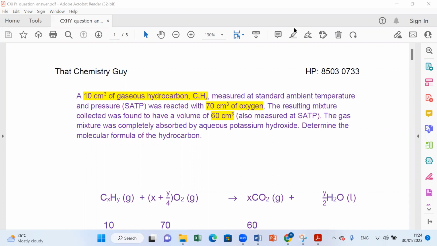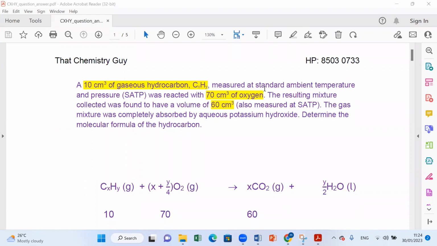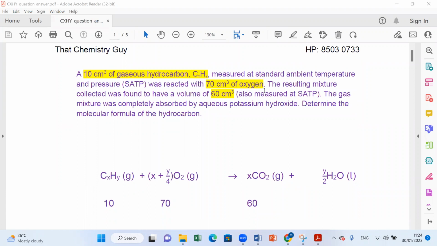Okay, now I'm going to go through some of the interesting questions that you might see in the IB exam. So let's read the question. You have 10 cm cube of hydrocarbon. In this case, the formula of the hydrocarbon is not given, and the question did mention that it is in the form of CxHy. That means that x and y are both unknown, and you're supposed to solve based on the information given by the question.